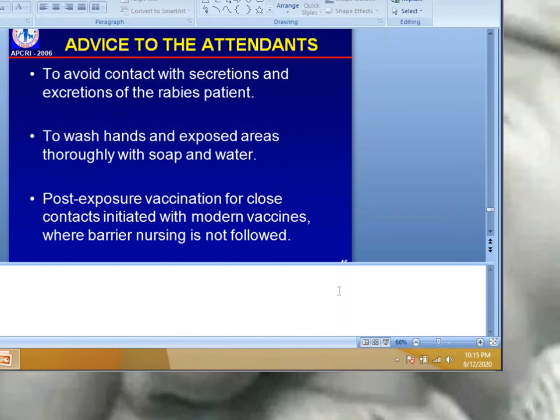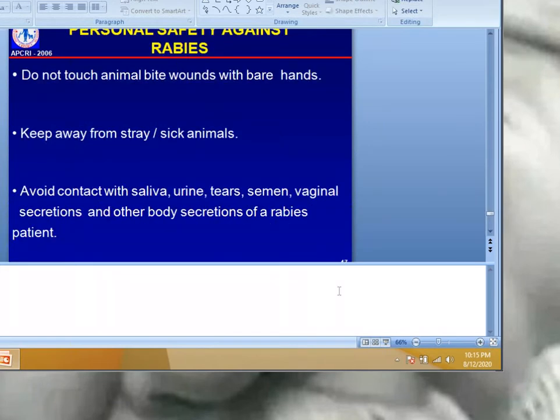Post-exposure vaccination for close contacts is initiated with the modern vaccine where barrier nursing is not followed. And for personal safety against rabies, don't touch the animal bite wounds with bare hands. Keep away from stray or sick animals. Avoid contact with the saliva, urine, tears, semen, vaginal secretions, and other body secretions of the rabies patient. It is because the secretions contain the rabies virus.